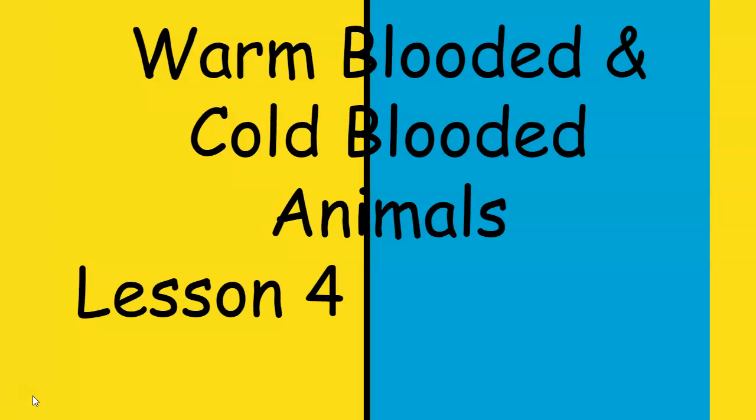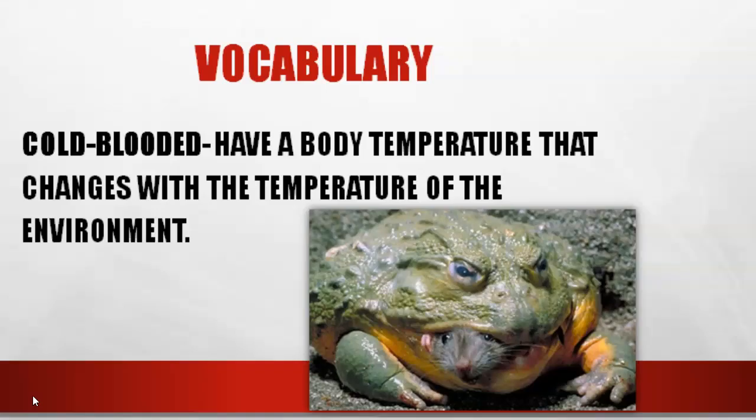So if you remember, we talked about vertebrates and invertebrates in the previous lesson. So I'm going to introduce our lessons for warm-blooded and cold-blooded animals, and then I'm going to do the read aloud. So of course, when we introduce our lessons, our read alouds, we first start with vocabulary.